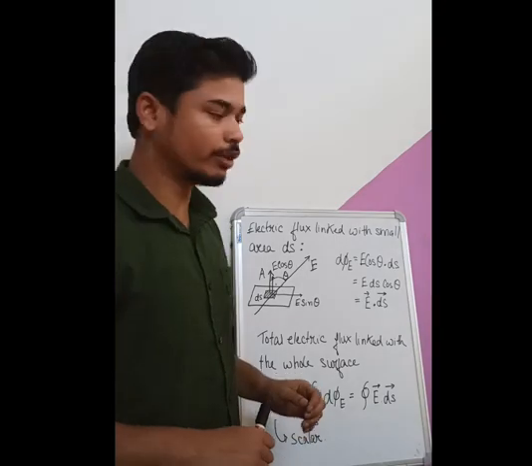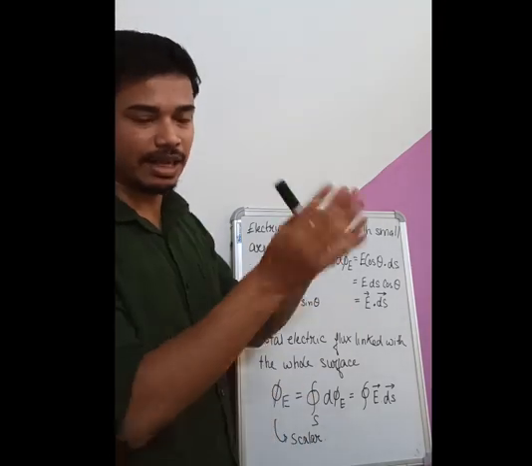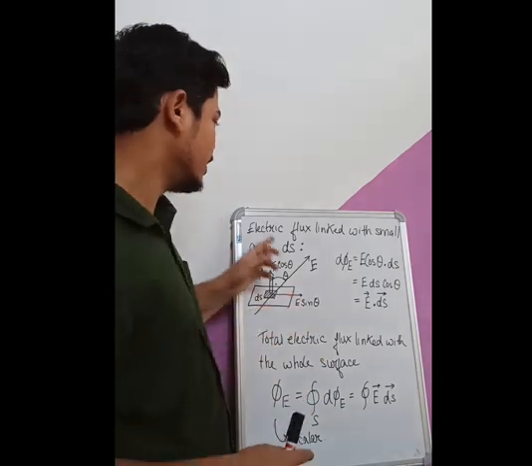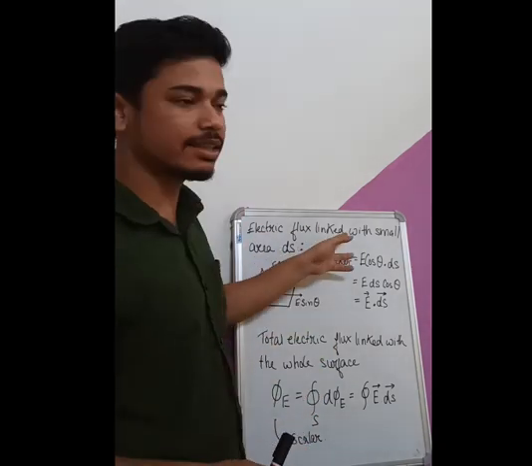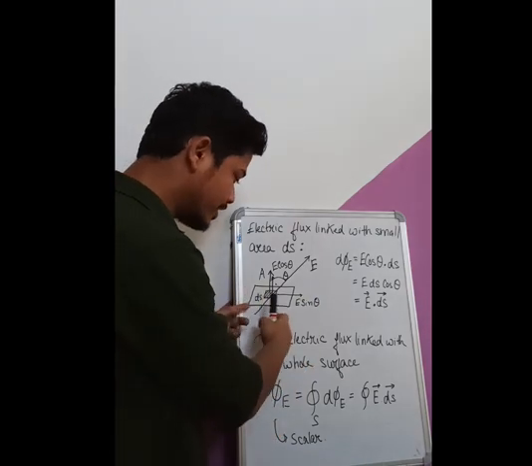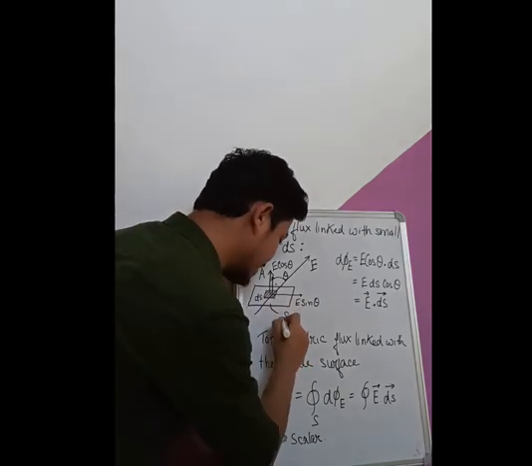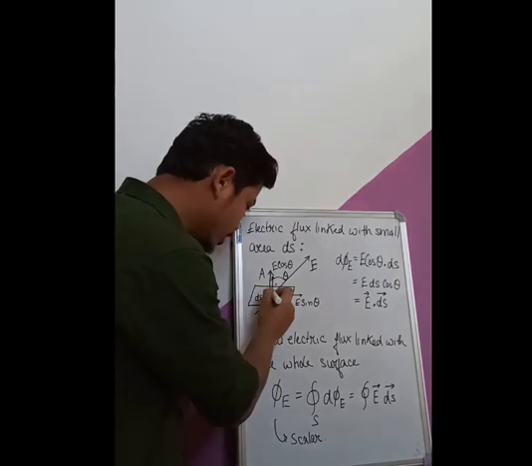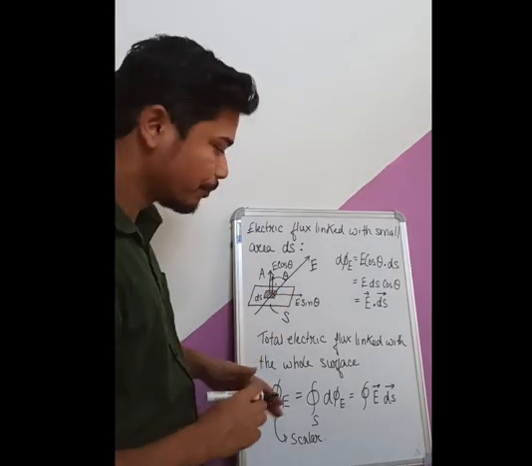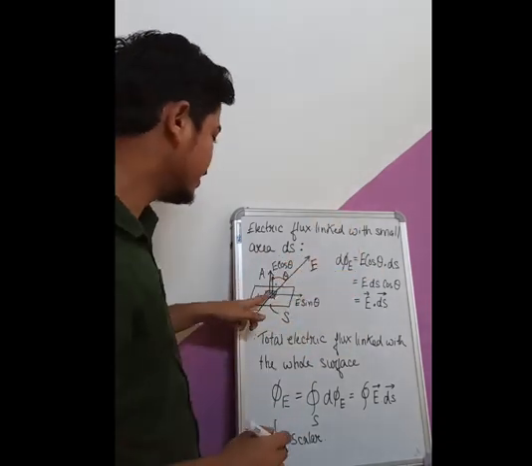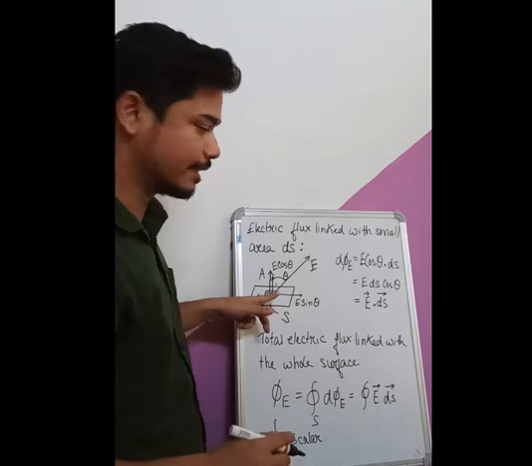So far we have calculated the electric flux linked with a large area. In this part we are going to calculate the electric flux linked with a small area ds. For this we consider a surface area here. This surface is S, and in that surface we consider a small area element ds. The surface is like this, and in this surface we have just considered a small area element ds, right?